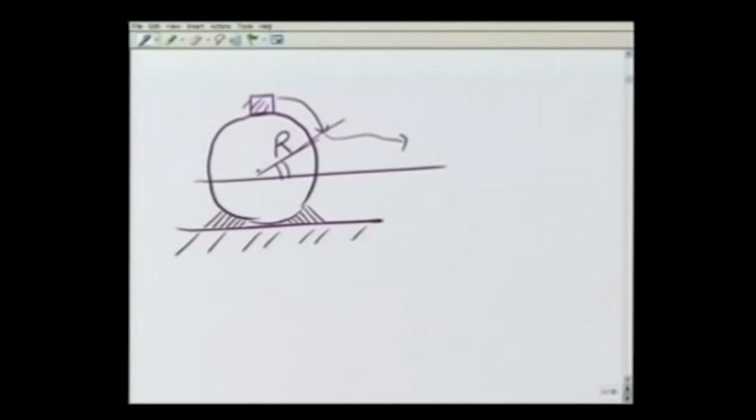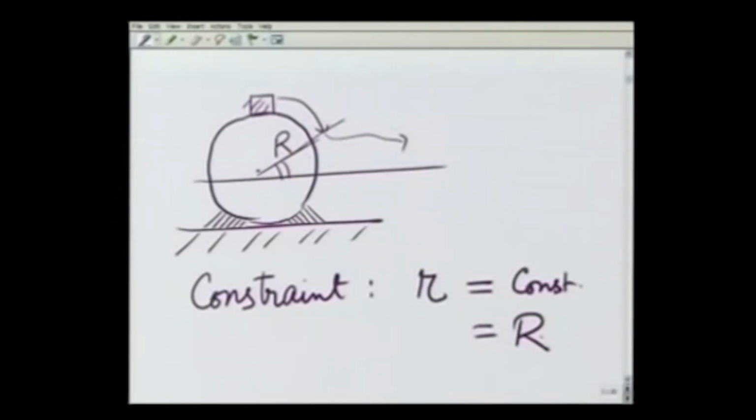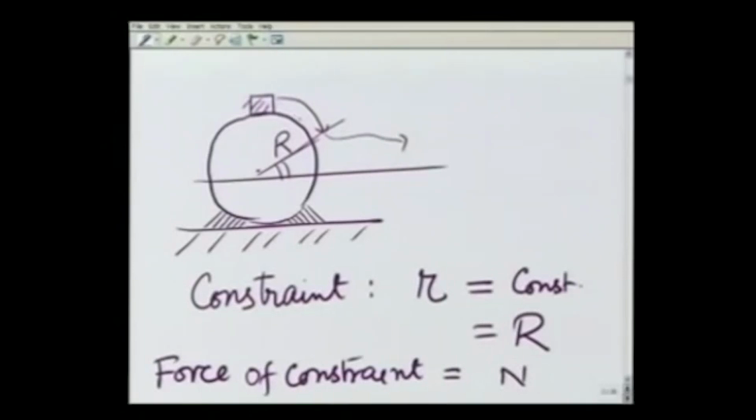I am choosing this particular problem because this will also give you some practice on using planar polar coordinates. So to start with, again we identify what the constraints and forces of constraints are. So the constraint on the moving block here is that the radius r is a constant, and this is equal to the radius R of the drum. The force of constraint then obviously is the normal reaction that the drum applies on the block.